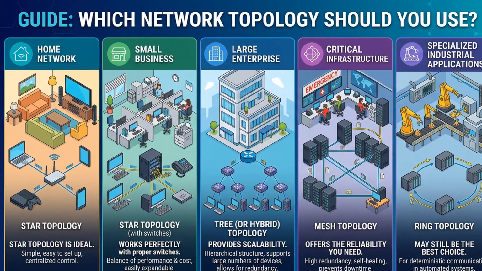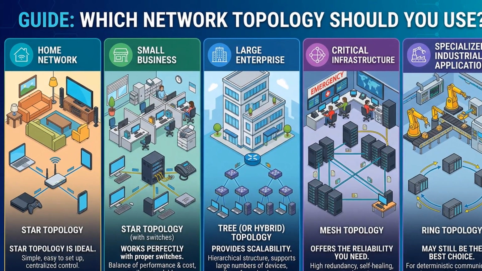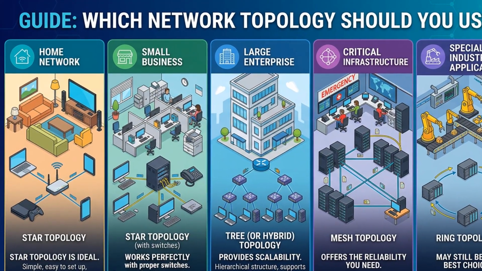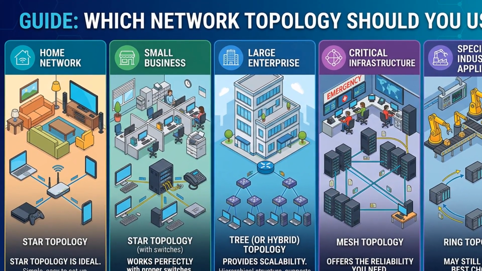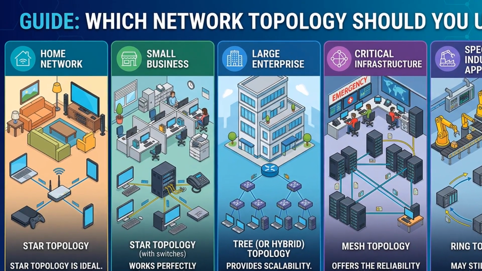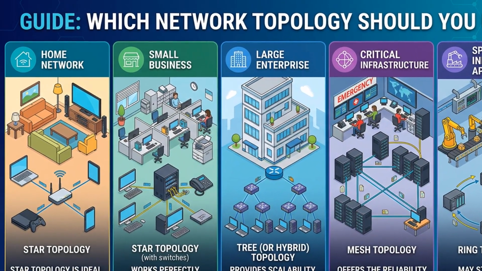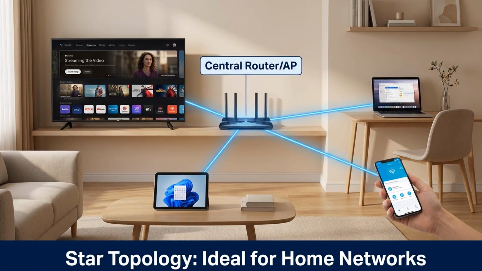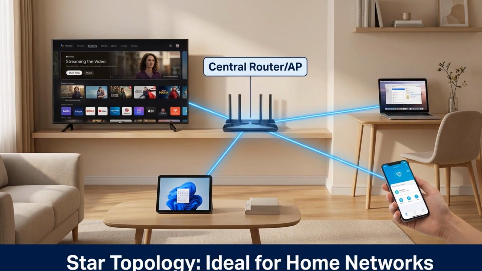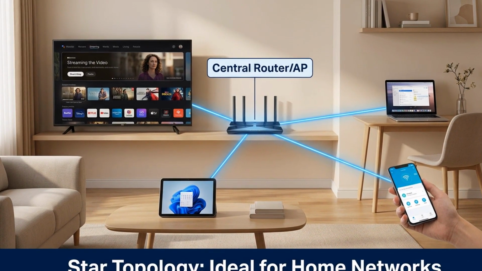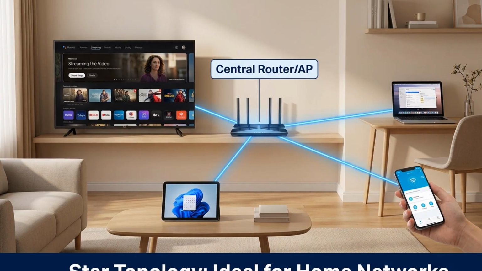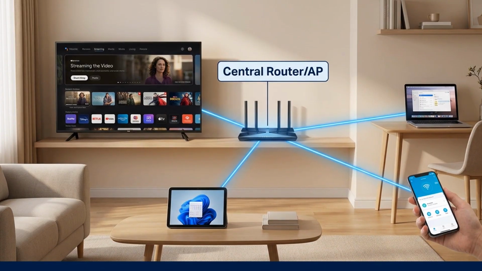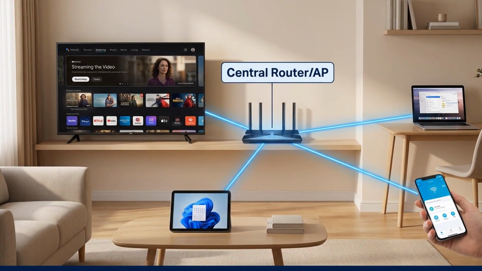The biggest advantage is reliability. If one cable fails, only that device loses connection. The rest of the network keeps running. It's also easy to add new devices, just plug them in. Troubleshooting is simple because you can quickly identify which cable is causing problems. The downside is that if the central hub fails, the entire network goes down. Star topology also requires more cable than bus topology. Despite these drawbacks, star topology is the standard for home and office networks today because of its balance of cost, reliability, and ease of management.